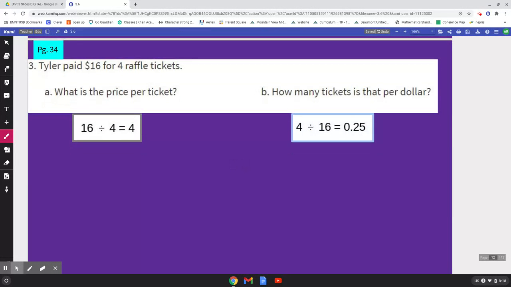So Tyler paid $16 for 4 raffle tickets. What is the price per ticket? So what's the price for 1 ticket? You would do the cost divided by the amount. So 16 divided by 4 is $4. So they would pay $4. Now it says, how many tickets is that per dollar? Okay, so now we're looking at per dollar. Divide it the opposite way. Do 4 divided by 16 and you would get a quarter, 0.25.